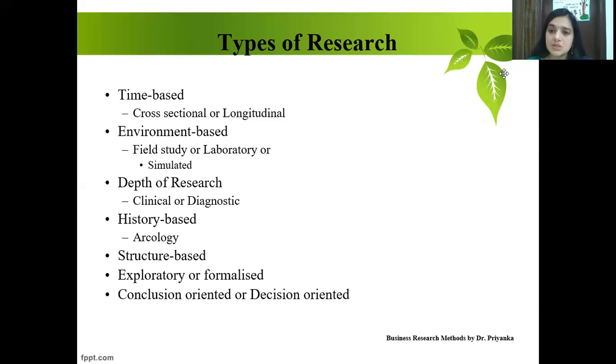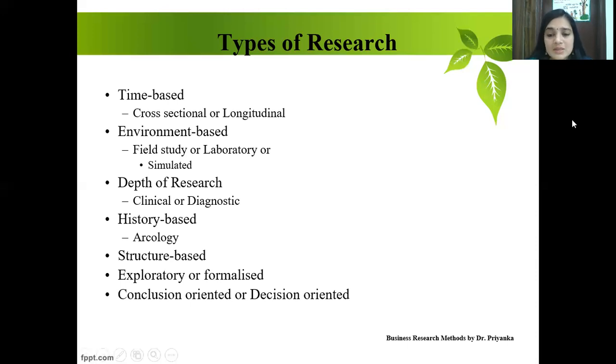Then about depth of research, it's clinical or diagnostic. Sometimes we are just trying to diagnose what the problem is, or sometimes we are trying to find out the solution. That's the difference. Next is history based. This is archaeology research. Then structure based researches are also there, how the company is structured and why it is structured. Exploratory or formalized research. Exploratory again is basic research. You are just going to explore, or we even call it unformalized research. You have not decided what you are going to do, but you are going to conduct a research.